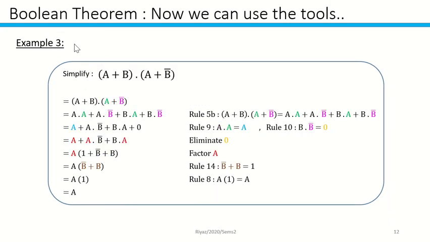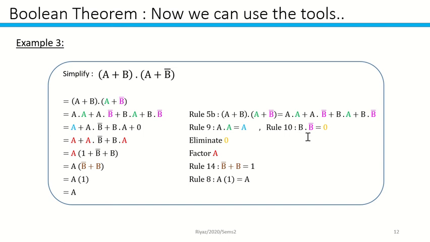So this is example number 3. Use similar rules. So you have a plus b, in a bracket, a plus b bar. First you use rule number 5b. You multiply a times a, you get a times a, then a times b bar, then b times a, and b times b bar, you get this one. By using rule number 9, a times a will become a.